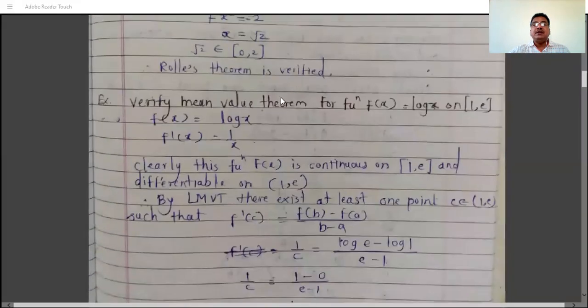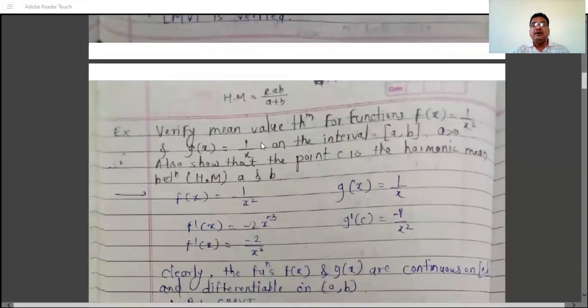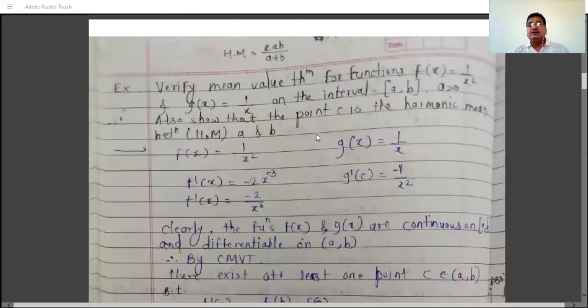If the question is to verify the mean value theorem and only one function is given, then we have to verify Lagrange's mean value theorem. Here we have to verify the mean value theorem, but two functions are given, f and g. So we have to verify Cauchy's mean value theorem.